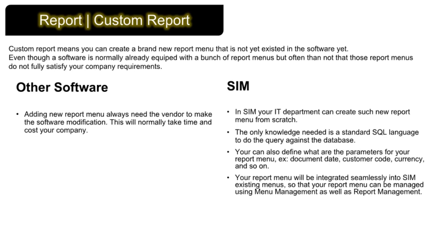Such as whether your new report needs to filter based on document date, customer code, currency, and so on. As usual, you add your new menu via plugin detail. Restart your SIM and go to Menu Management to give access to the new menu. Log out and log in again and voila, your report menu is there. The last step is to create the layout as in the previous report layout we just discussed.